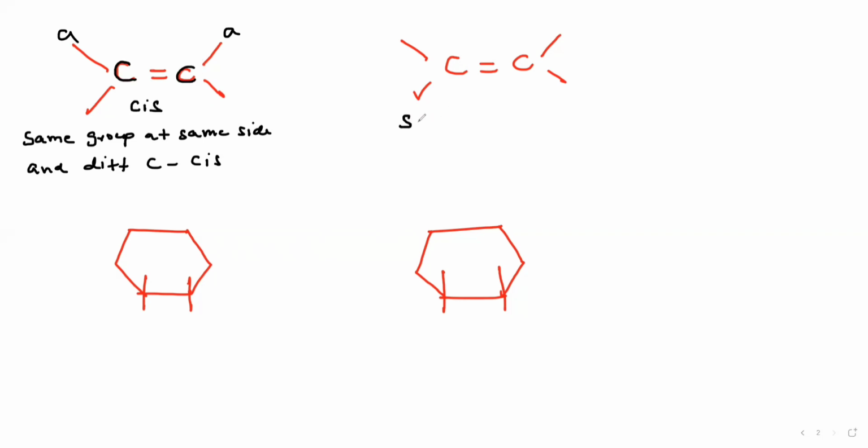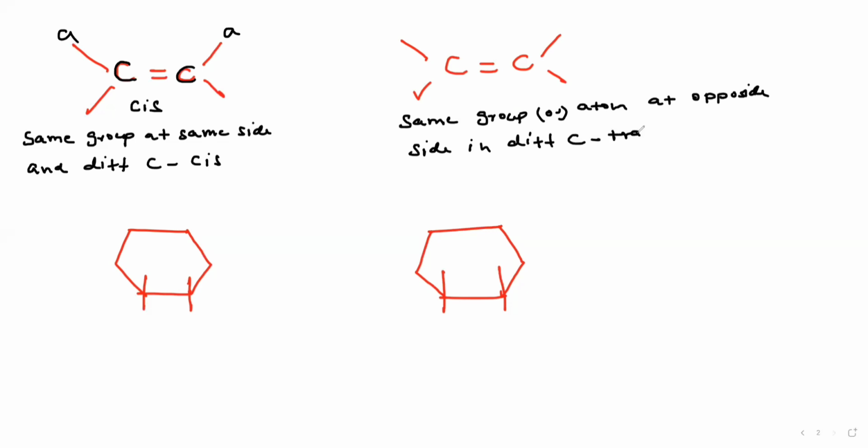Similarly, the same group or atom on the opposite side, at different carbons, we call trans. How? See, this is A on one carbon, and on the adjacent carbon, the opposite side, this is B. This is B. Therefore, this is the cis isomer, and this is the trans isomer.